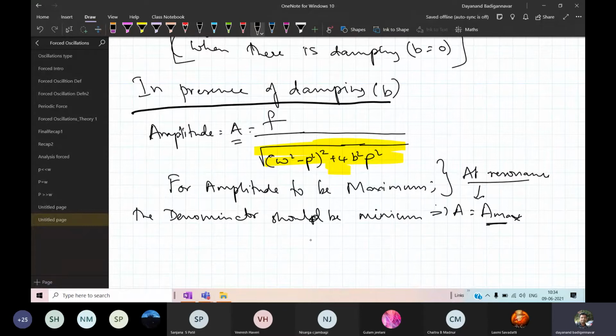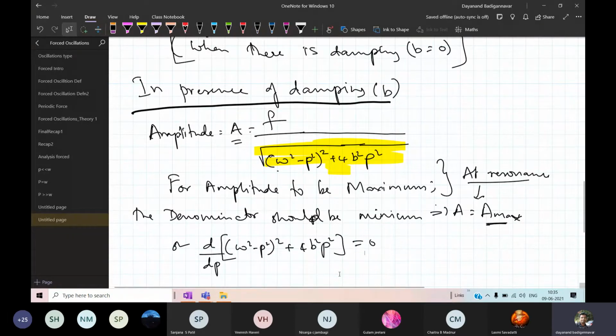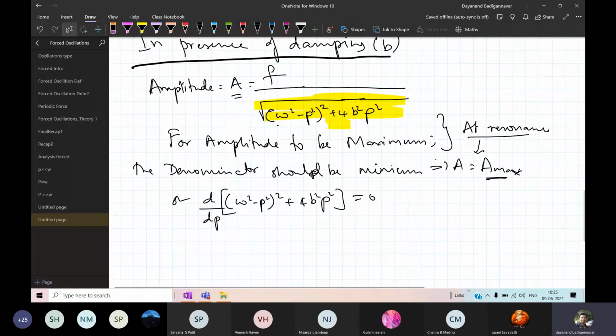Now to get the maximum amplitude, the denominator should be minimum. In other words, the same thing, I can write the derivative of the denominator, the internal term, that is (omega square minus p square) whole square plus 4b square into p square. This should be 0. If the derivative of the internal term is 0, then the denominator will be minimum.